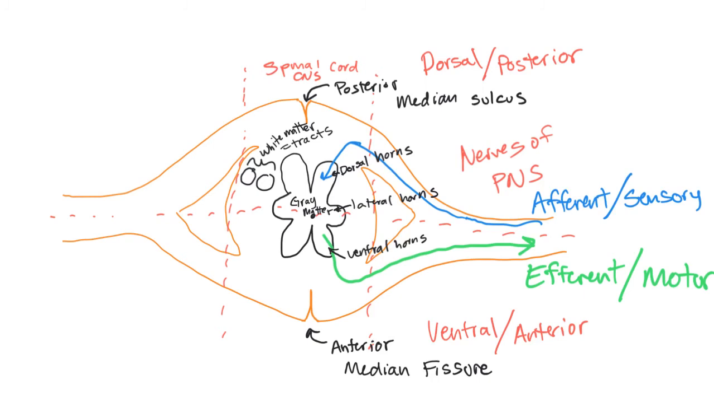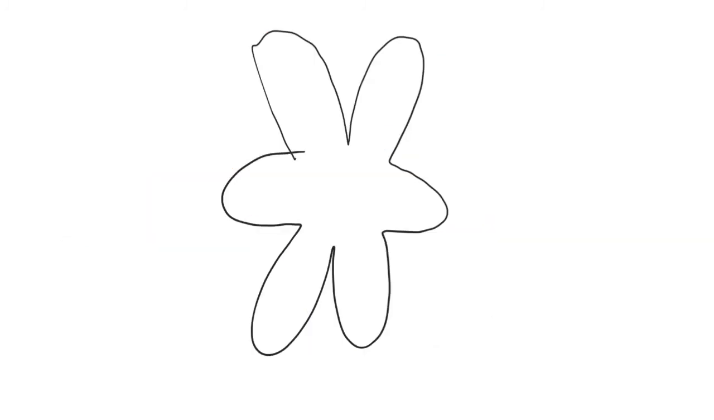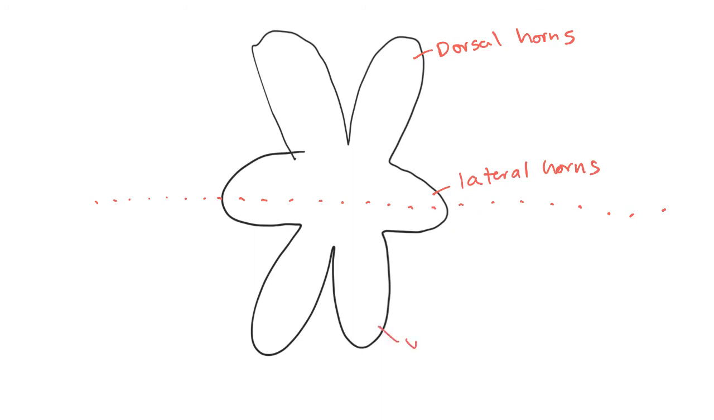Okay, so that's it for the anatomy. We're going to go into a little more detail in the next slide as to what these areas are associated with. All right, so here's a close-up of our horns. If we split it down the middle, we know that we've got dorsal horns, lateral horns, and ventral horns.